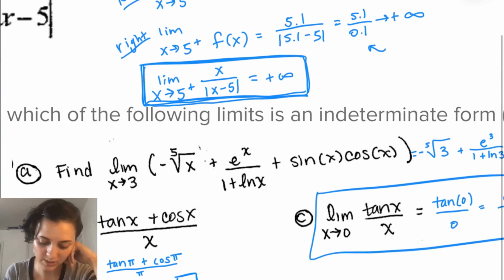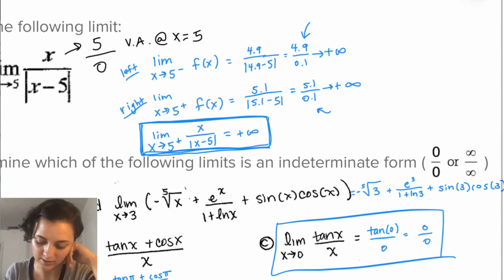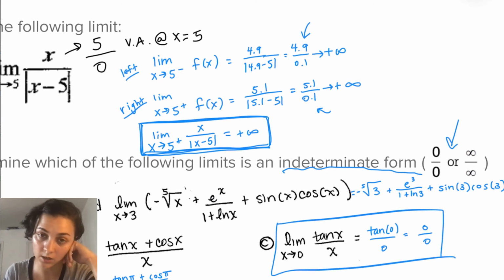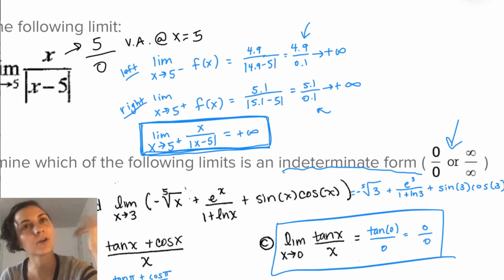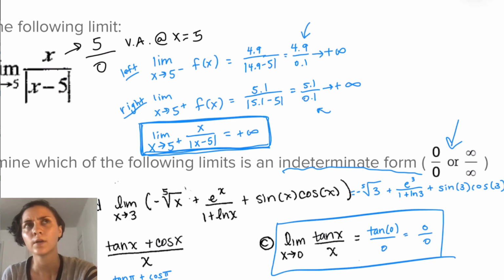And then down here we just had to figure out which was an indeterminate form. So just a reminder on this vocabulary word, indeterminate forms are these forms right here. Because essentially those aren't answers. Like 0 over 0 is not any number. Infinity over infinity is not a number. We need to do a little bit more work to figure out what's happening. So that's what an indeterminate form is.